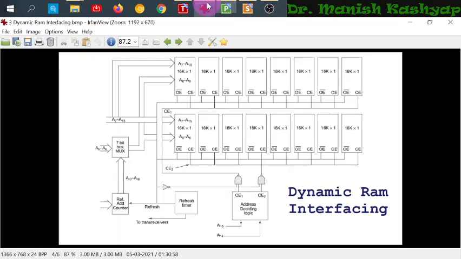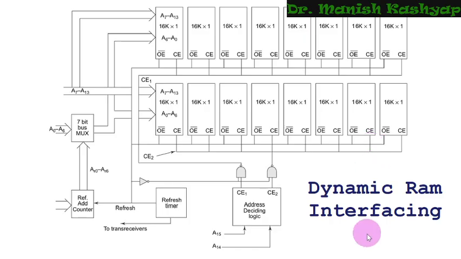This is dynamic RAM interfacing. I'm not going to elaborate on this complete diagram. You can see several chips of dynamic RAM, 16K cross 1, 16K cross 1. So there are 16K locations of 1 bit each. This is just for illustration purposes. They can be of different sizes.